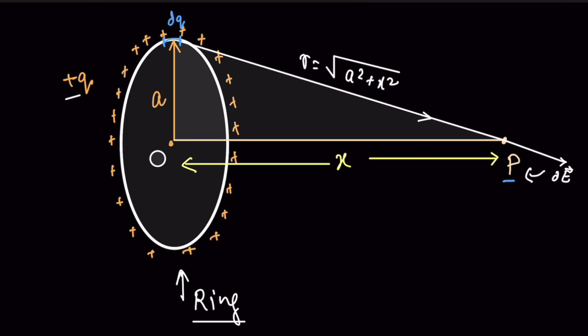Now, let's make this point A and this is B. So the distance AP is equal to root of a square plus x square. How did we get this value? We already know that OP is equal to x and OA is equal to a. So if we use the Pythagoras theorem, we can find the value of AP. We can represent it as r. Now this is our theta.